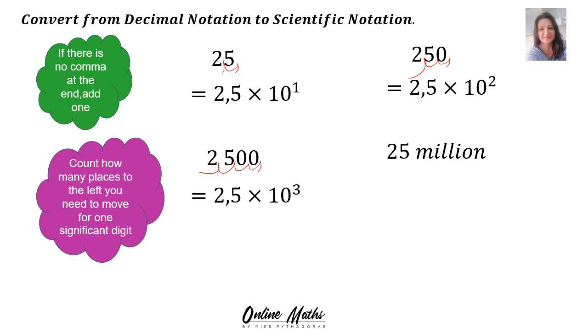And then 25 million, when you write it out, it's a 25 with 6 zeros. Now let's move the invisible comma. 1, 2, 3, 4, 5, 6, 7. Therefore the answer 2,5 times 10 to the power of 7.